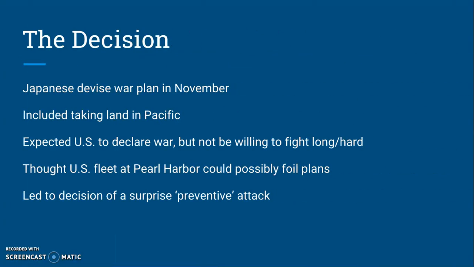Now we'll talk about the decision. The Japanese devised their war plan in November for World War II, and this obviously included expanding their empire into the Pacific. This would be seen as an act of aggression by the U.S., but Japan didn't believe the U.S. would want to fight a longer, difficult war, so they went on with their plan anyway. They kind of underestimated the U.S. and what they were willing to do in World War II.